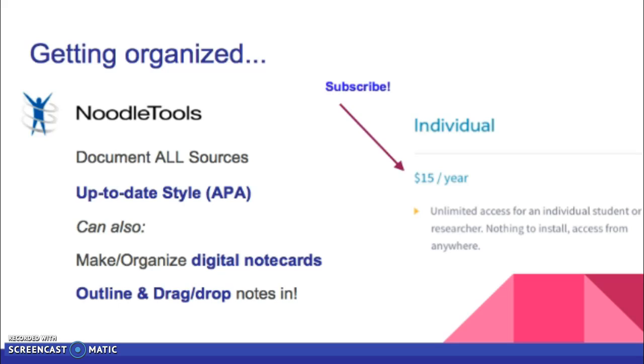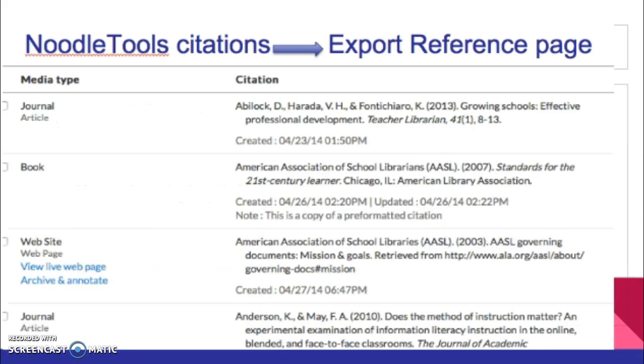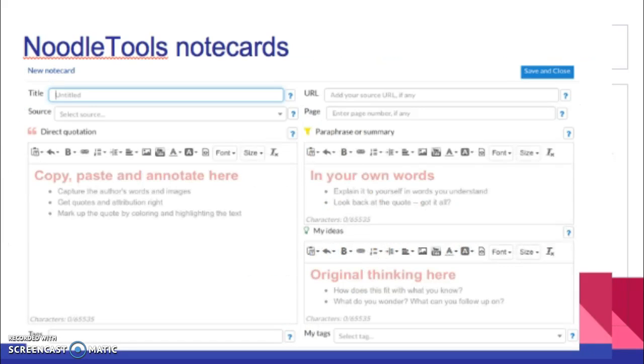Many of the databases that we use now export the citations directly to our generator service. You can check to see if your school district already uses a citation generation service. The beauty of a tool like that, as I said, is that you can export your references directly. So as I made my citations here in Noodle Tools, it not only put them in the proper format, but it also alphabetized them for me.